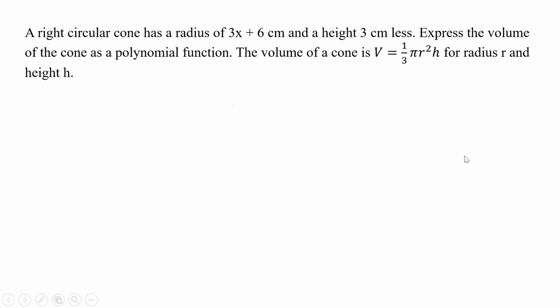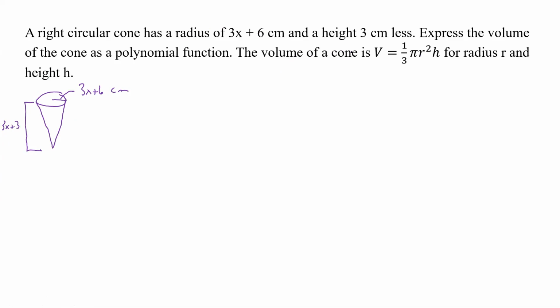All right, so what about this one? So we have a right circular cone. So what's a cone look like? I think it's going to look like that, sort of like an ice cream cone. Now we just need the topping on top for the ice cream, and we have it. So what do we have? Well, we have a radius. And the radius is 3x plus 6 centimeters. Now the height, that's from the top down here, and that's 3 centimeters less than that. So if we subtract 3, that's going to be 3x plus 3.